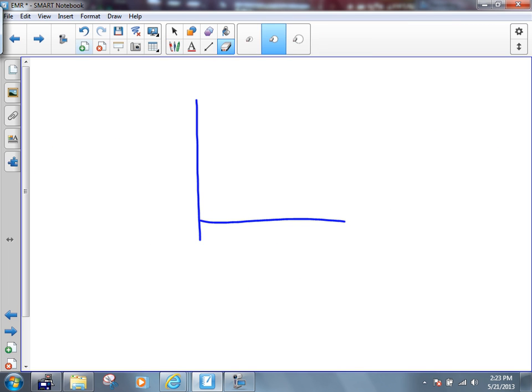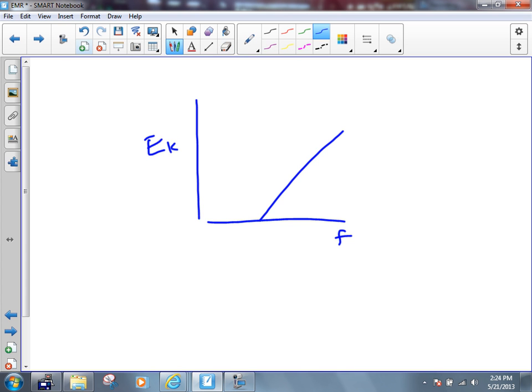It's going to look like this. Frequency is on my x-axis, my manipulated variable. Maximum kinetic energy of the electrons is on my y-axis, my responding variable. The graph will be a straight line, but it'll be a straight line that goes through the x-axis.